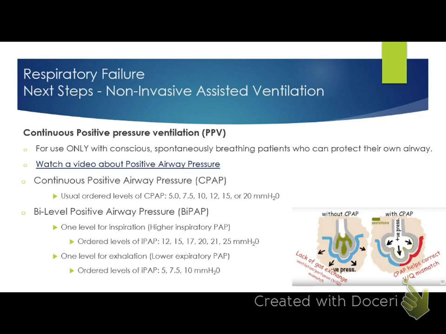So PEEP is magical and wonderful, and we love it. And that's why every bag that we bag with in the hospital should have a PEEP valve on it. And look at that lung tissue coming back. Now that whole atelectatic area is starting to fill up because we're not letting the lungs deflate all the way. It's just like a balloon. As soon as they pop open, it's much easier to stay open. But as soon as they go atelectatic, it's very hard to pop open again.